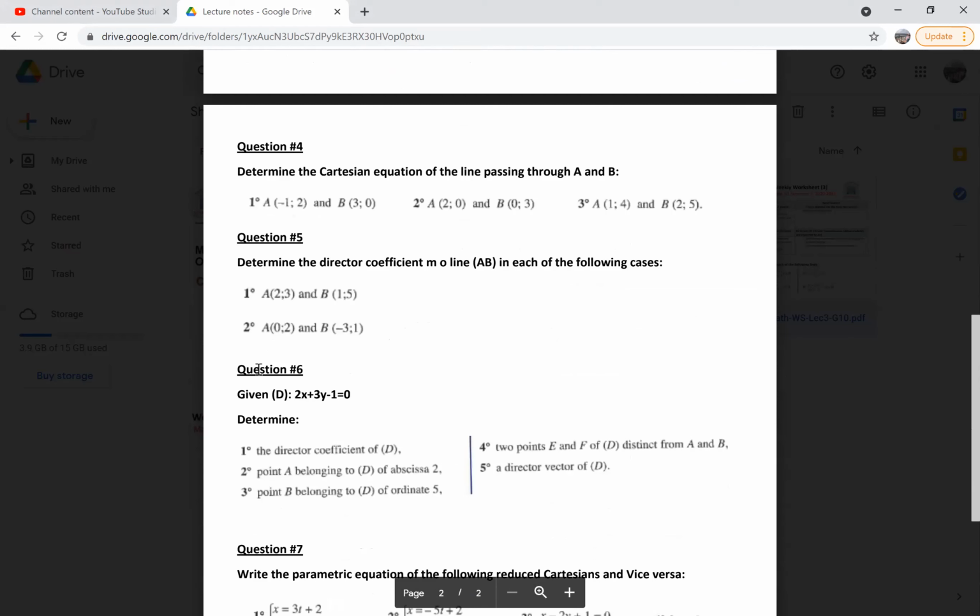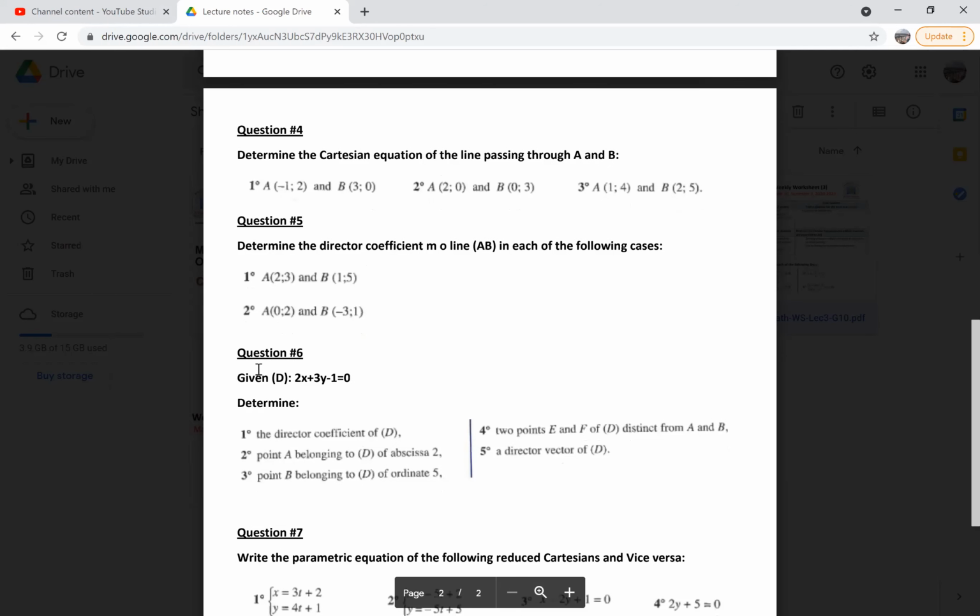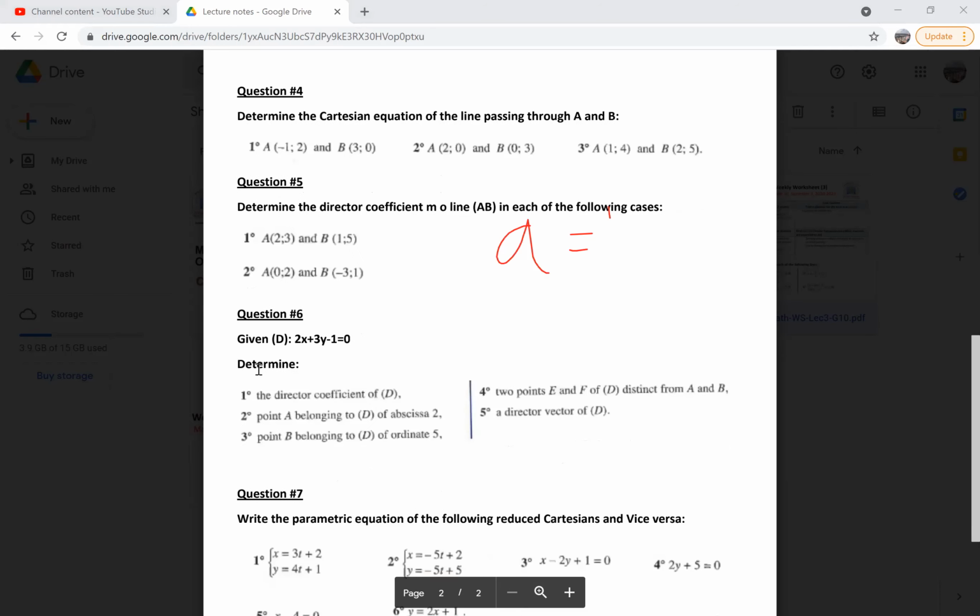Do you know what's the meaning of director coefficient? The slope. The director coefficient, it's the slope. You know that the slope is equal to yb minus ya over xb minus xa, right? Yes, just yb minus ya over xb minus xa. That's the slope. That's the director coefficient.